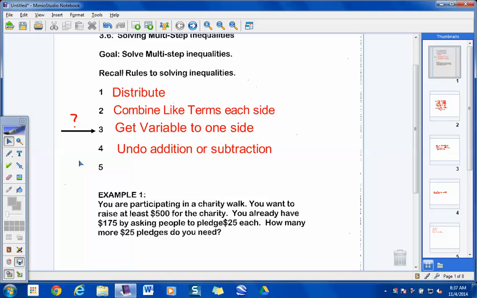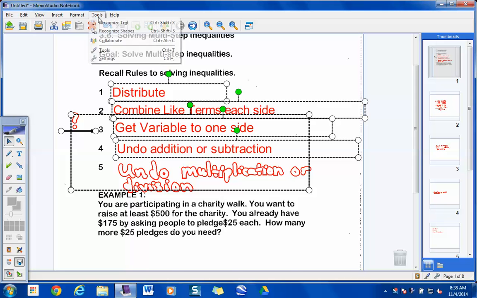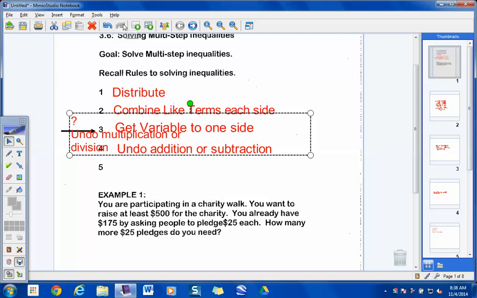Okay, undo addition or subtraction. So obviously, what's the last one going to be, guys? Undo multiplication or what? Okay, so do you guys have the rules down? You guys have the rules down? One.